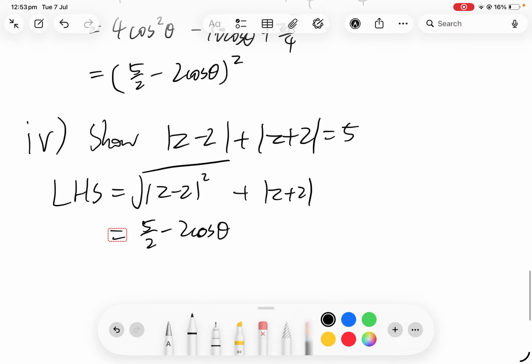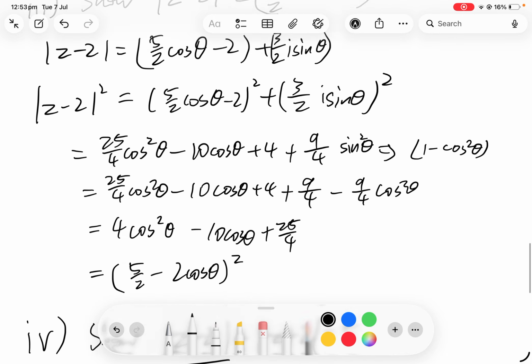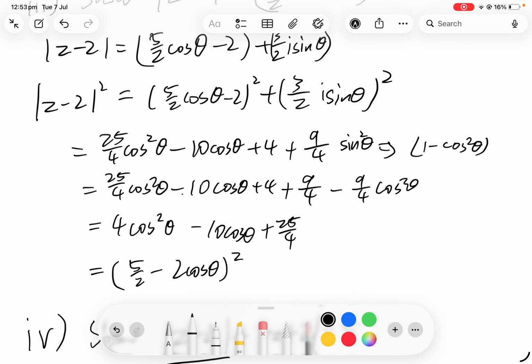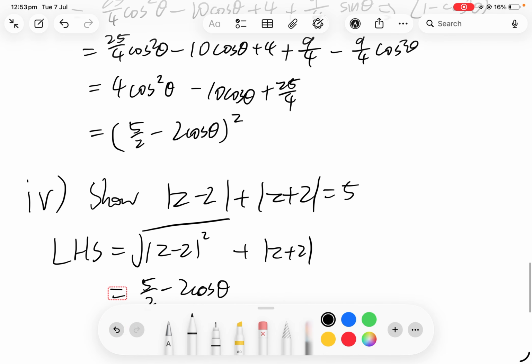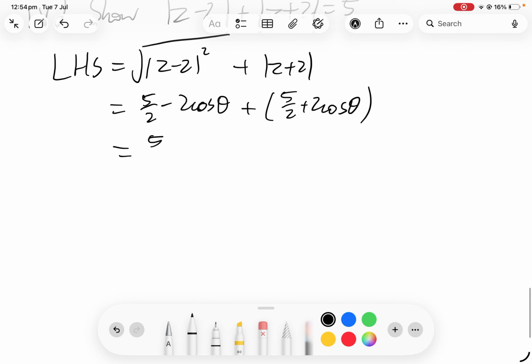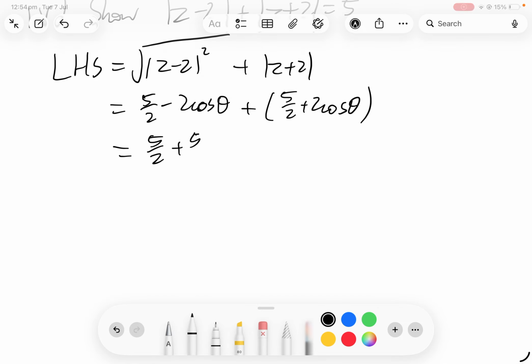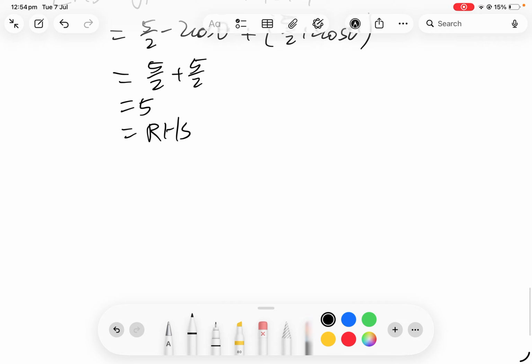And for |z plus 2|, it's actually just changing this into a plus. If this becomes a plus, then it becomes 5 over 2 plus 2 cos theta. And that becomes 5 over 2 plus 5 over 2, and that just becomes 5 and equals the right hand side. Yeah, that's it for this question.